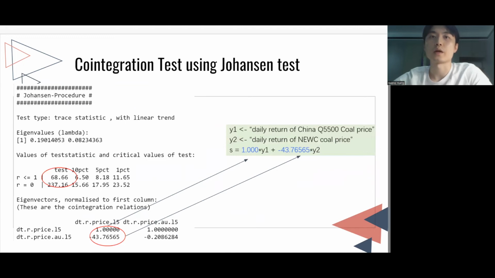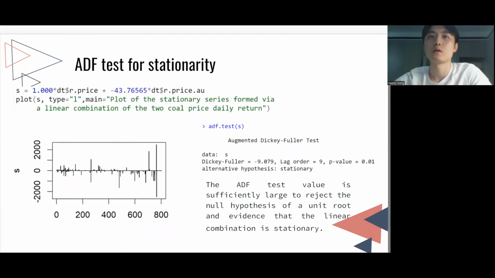Let's try to interpret the co-integration test result. We have strong evidence to say there exists co-integration between the commodities' daily return. We then visualize the linear combination. This looks like a stationary process, but we still need to conduct an ADF test on the linear combination. We have strong evidence to say the linear combination is stationary. Therefore, the VAR5 model can remove the residual autocorrelations.